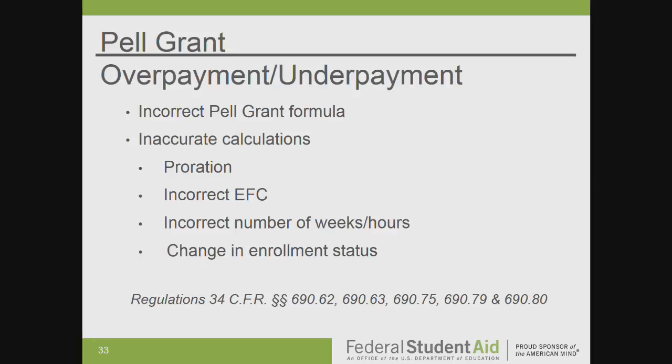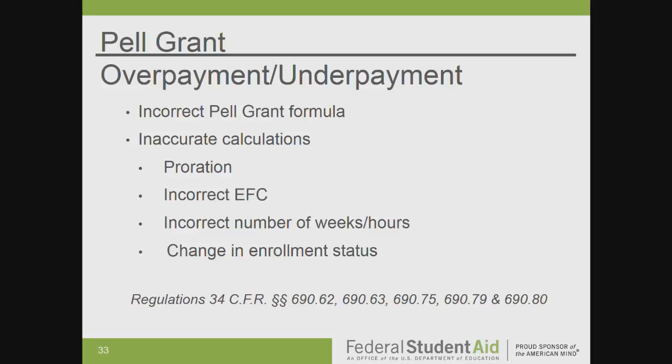The first issue we see with schools is using the incorrect Pell formula. This usually happens with newer schools. We know there are 4 Pell Grant formulas: Formula 1, 2, 3, or 4. You want to make sure you're using the correct one. Incorrect calculations, proration. We usually see this with clock hour schools, where a clock hour school has a 1,500-hour clock hour program, and the Pell Grant is not prorated for the remaining portion that's less than an academic year.